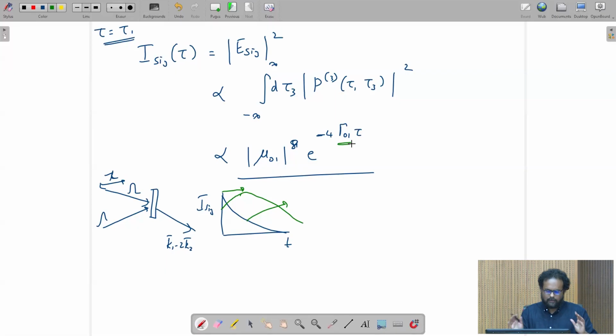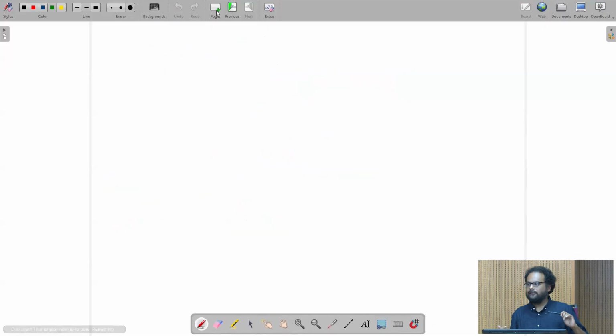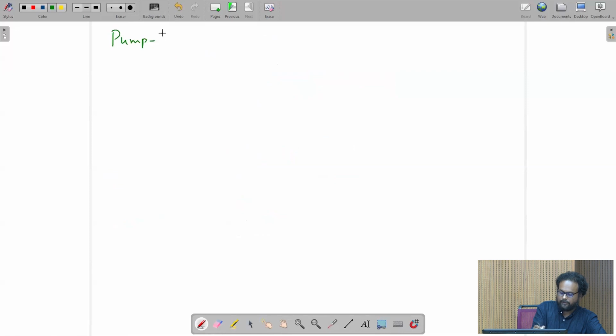Okay, let's go to a couple of other techniques that I want to talk about, mostly on probe, so that it's out of our way. The next experiment, again, is a two-pulse experiment. This is first pump-probe. So I have two pulses again. Sample. I have my pump, and I have my probe.